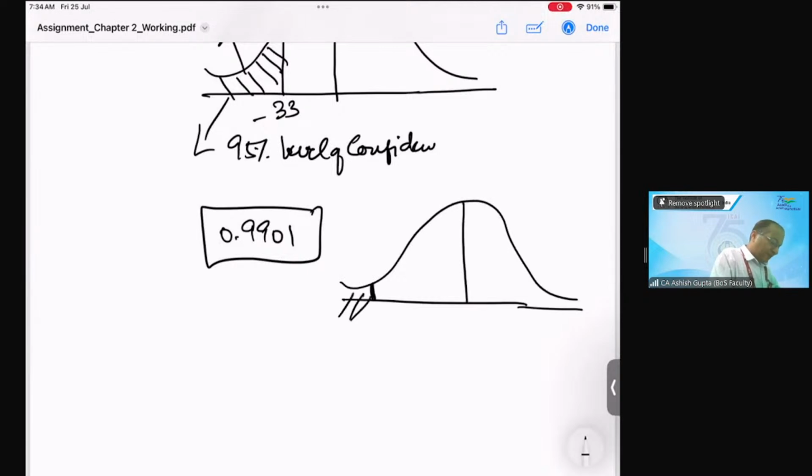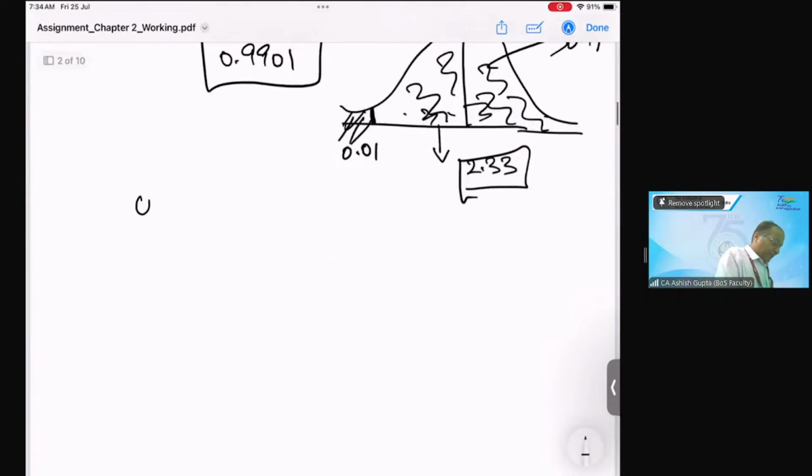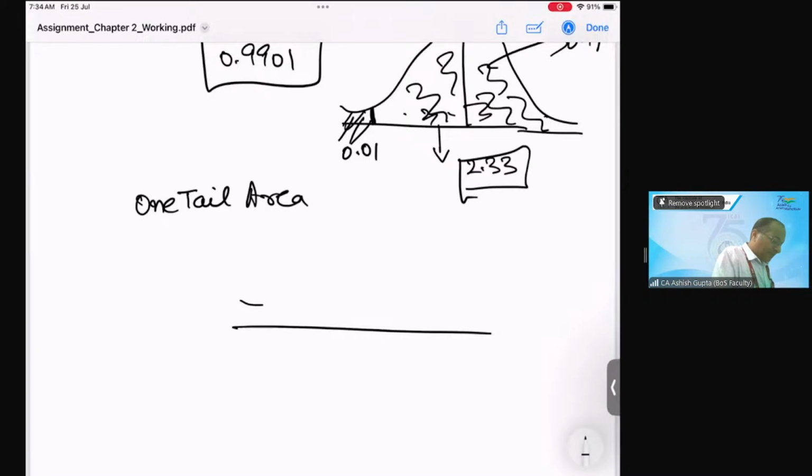Here this value is 0.01, and all of this value is 0.99. Accordingly, this cumulative area corresponds to a z score of 2.33, because it covers this side as well. So this is called the cumulative area. Then there are one tail area and two tail area. When we talk about one tail area, there will be more discussion in the derivatives class. In a one tail area, the value will be given like this.